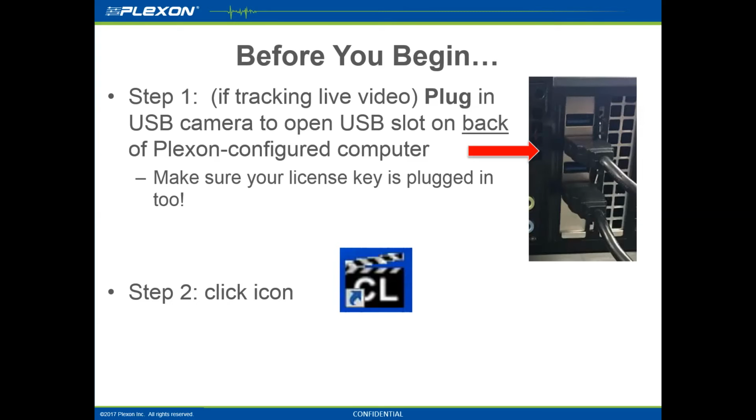Before we begin tracking, please make sure your USB camera is plugged into the high-speed USB port on the back of your CineLAB configured computer. Also, make sure your license key is plugged into an open USB port. Then, click the CineLAB icon.